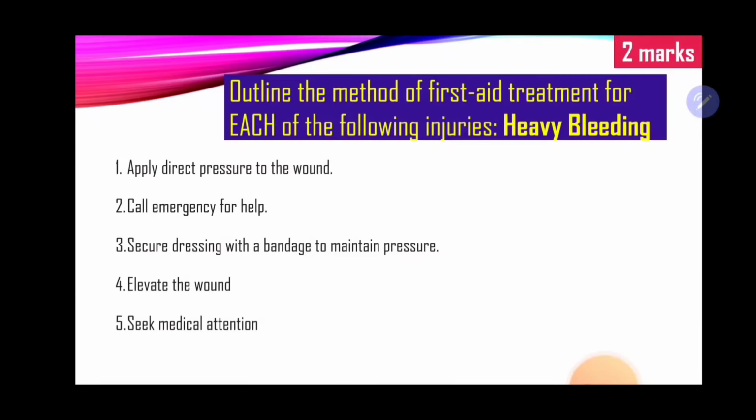Next injury is heavy bleeding. Now you notice this didn't just say cuts or wound, but heavy bleeding, right? So in a case like this, you have to apply pressure directly to the wound. Call for emergency, because in this case you don't want the person to bleed out on you. So while you're treating them, you have to ensure that emergency or the ambulance is on its way, right? 3, secure dressing with a bandage to maintain pressure. You have to elevate the wound, and of course seek medical attention.